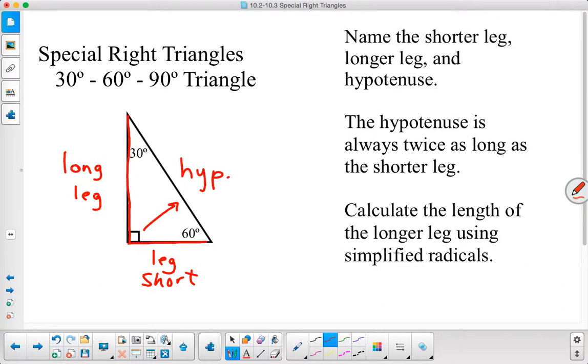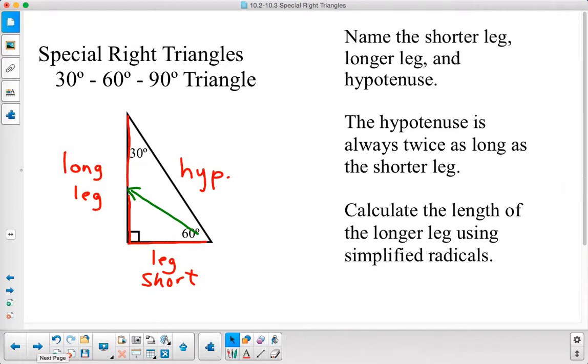But here's how you can tell where those are, especially if you draw a picture that doesn't look very good. Remember that the smallest angle is across from the shortest side. So if this 30-degree angle is at the top, when I go across the triangle, the leg that is shortest will be across from it. Then the 60 degrees across from it, that's not the longest side of the triangle, but out of the two legs, that is the one that is longer. So the long leg, short leg, and hypotenuse.